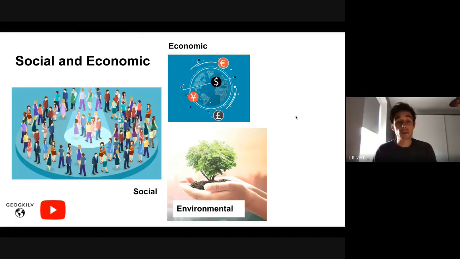Now, sometimes we get impacts and effects that aren't just social. They could be social and economic, or they could even be social, economic and environmental. So it's difficult to characterize some of these, and I'm not actually too fussed about how you characterize impacts. What I'm more bothered about is how you justify placing them into those different categories. There'll be a bit more about that later.